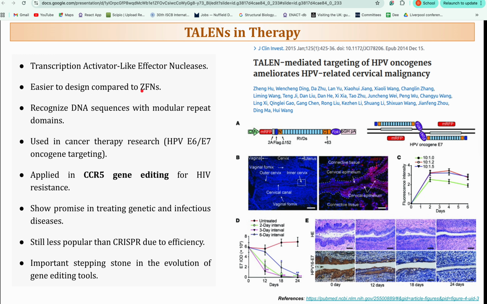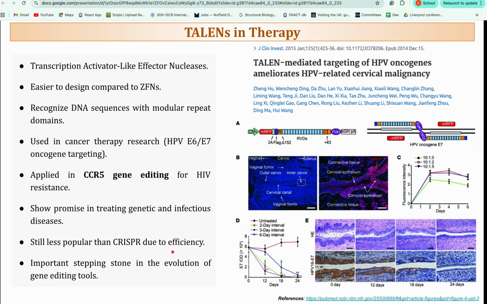It is easier to design as compared to ZFNs, and it recognizes DNA sequences with modular repeat domains. It is used in cancer therapy, and one such example is targeting of the HPV, human papilloma virus, E6 E7 oncogene. It is applied in CCR5 gene editing for HIV resistance, and it shows promise in treating genetic and infectious disease. It is still less popular as compared to CRISPR due to its efficiency. But when we were talking about TALENs, we have seen that these are effective if you want to treat something in the mitochondria, for which CRISPR was not effective. And it is an important stepping stone in the evolution of gene editing tools.